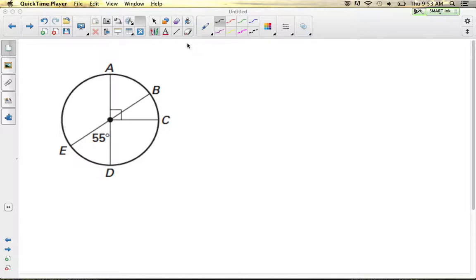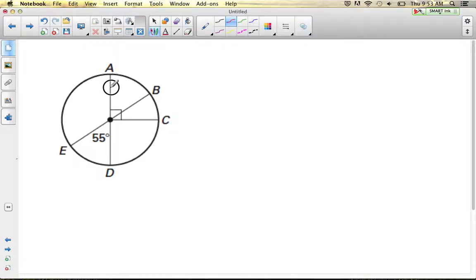We're back with another problem. This one involves finding the measures of arcs as well as the central angles. Let's start off and see if we remember what a central angle is. A central angle is any angle that you can make that has its vertex at the center of the circle. So this would be considered a central angle.